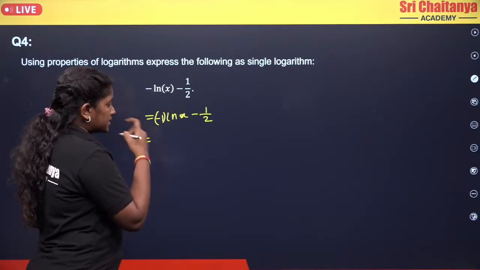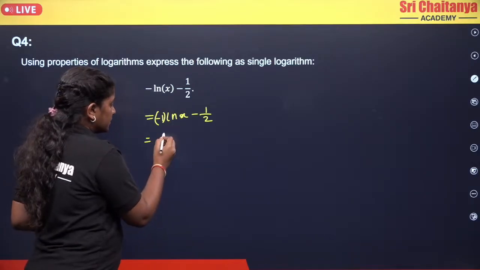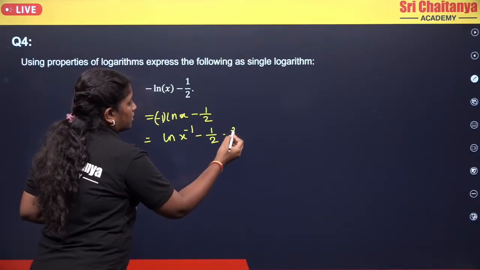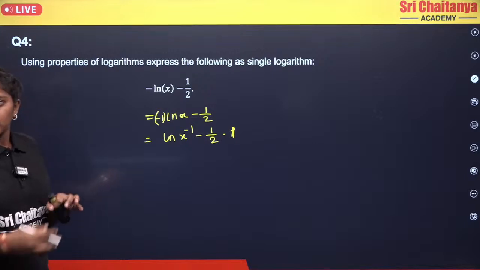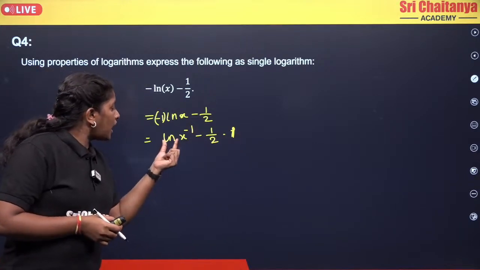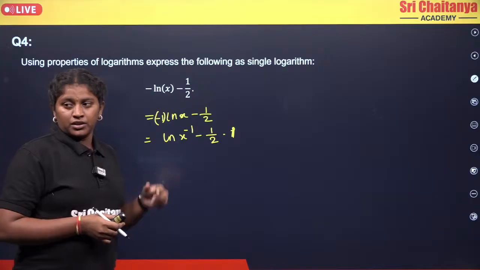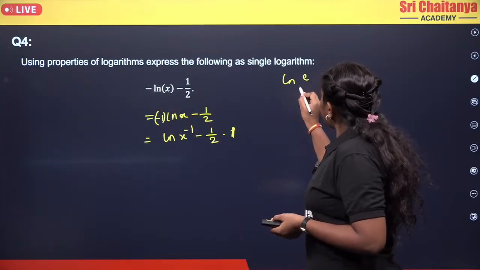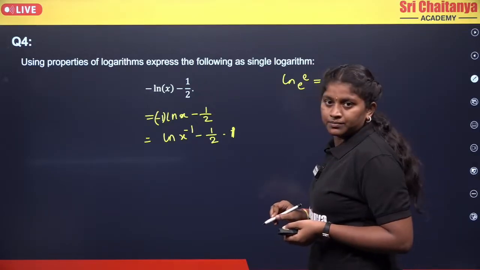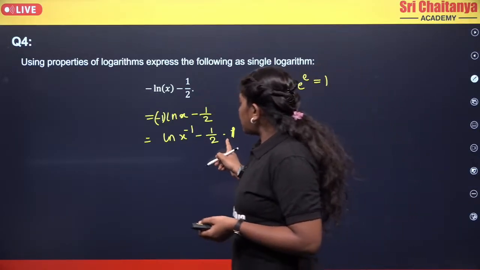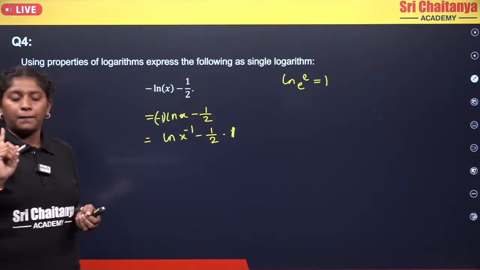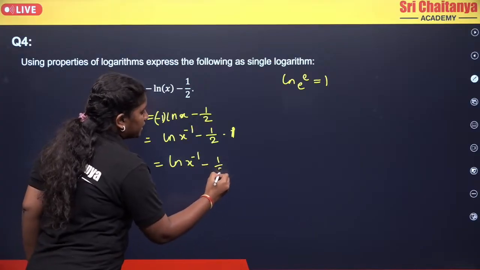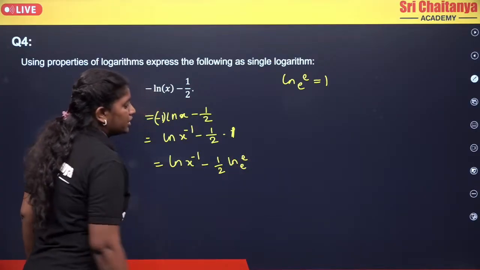Okay. So that becomes here ln x to the power minus 1 minus 1 by 2 into, so you can write it as 1. Okay. So now in the place of 1, what we have to keep? We have to keep the ln of e. Why? Because ln means we are having already the base e. So coming to here, ln e to the base e will give you 1. So that's the reason in the place of 1 we can write ln e to the base e. So coming to here, it will become ln x to the power minus 1 minus 1 by 2 into ln e to the power e.